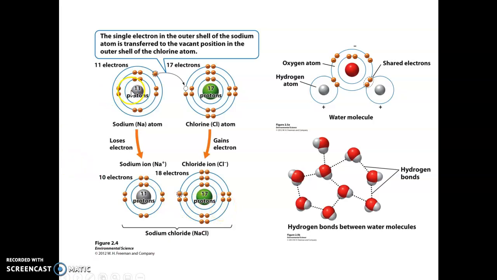So here we have the sodium on the left. It has 11 protons and 11 electrons. Chlorine is on the right. It has 17 protons and 17 electrons.